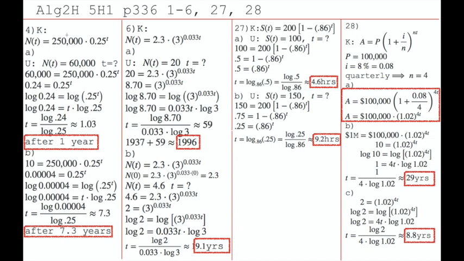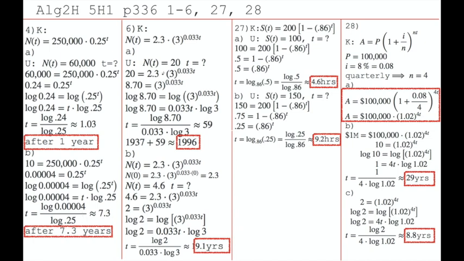What if the output value was 10 cans in circulation? Again, divide, take the log of both sides, move the exponent out to the front, undoing this multiplication here by dividing both sides by log 0.25, and you get this. When you type that into a calculator, it's about 7.3 years.